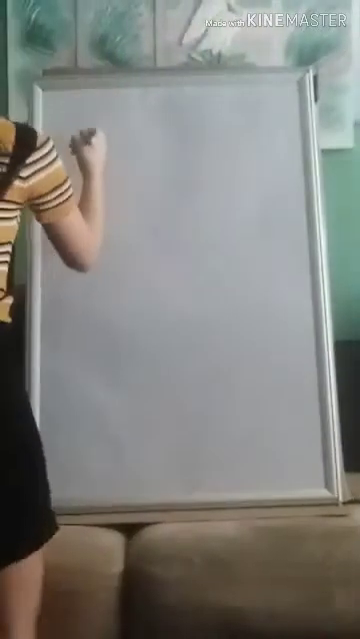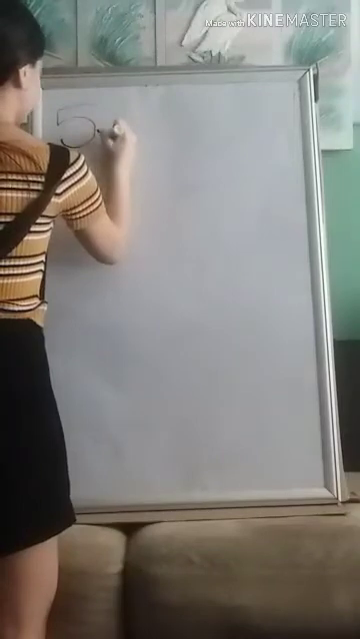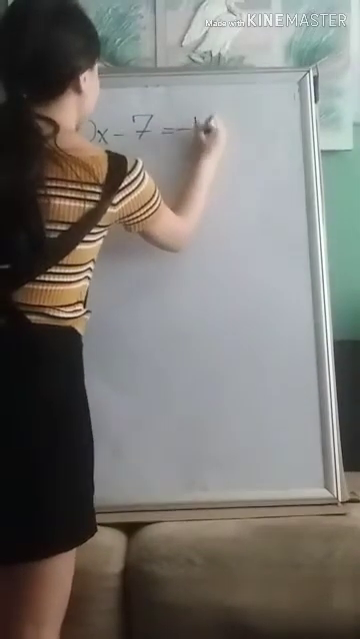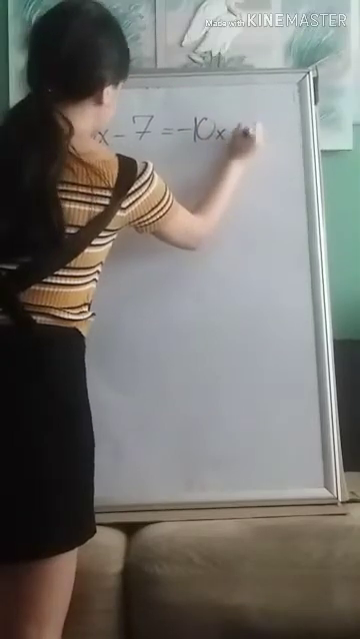Today, we're going to be learning how to solve an equation with variables on both sides, and to see if it has no solution, infinite solutions, or one solution. Let's get started on our first equation. Our first equation is 5x minus 7 equals negative 10x plus 5.